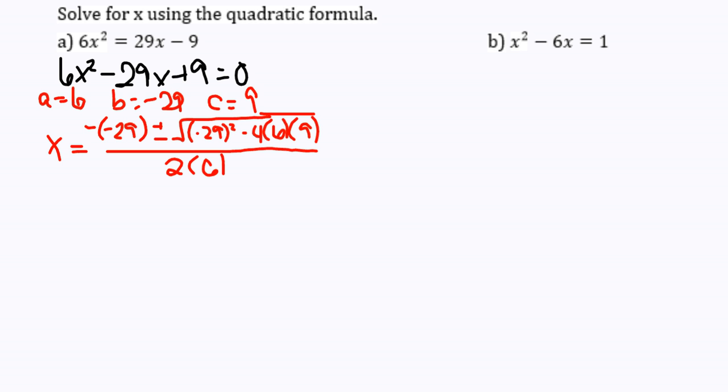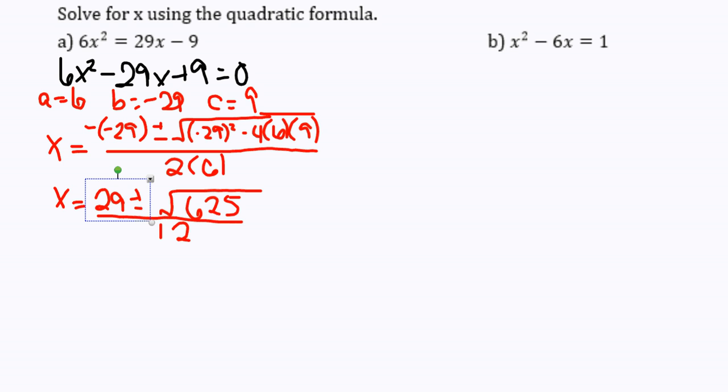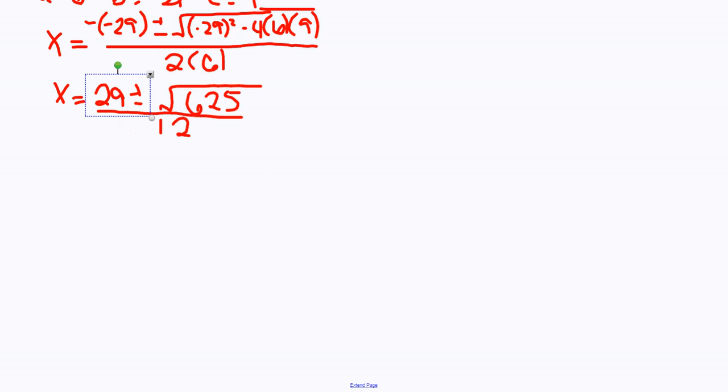And now all I have to do is kind of simplify here. So we've got x equals -29 is a positive 29, plus or minus the square root. Now -29 squared minus 4 times 6 times 9, if I take that whole thing inside the radical, we're going to have 625 all over 2 times 6, which is 12. Now, in this particular case, 625 is a perfect square, so that reduces to just 25. Okay. If it wasn't a perfect square, you would have to simplify that radical.